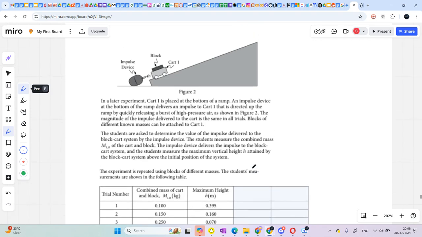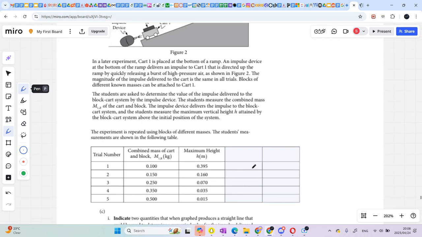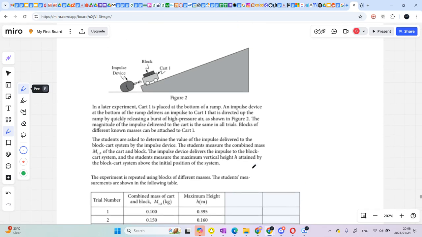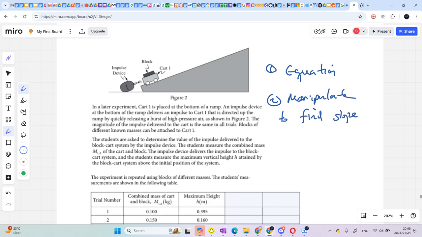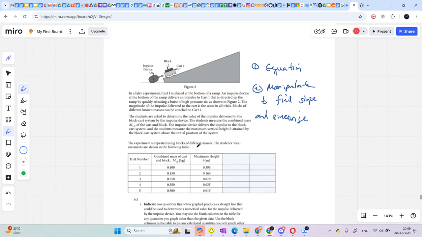So this next part of the question is going to be the more familiar part. Although what's going to be different now is you're always going to want to start with an equation. You're going to want to manipulate it to find the slope. Find the slope and linearize. Because what's common about these types of questions is you're going to need to, using what you're given, figure out what you don't know. That's the whole point of linearizing and extrapolating data.